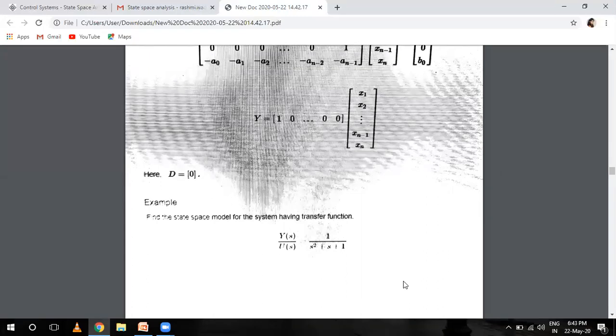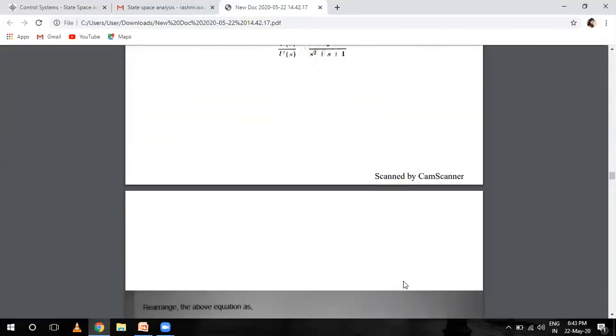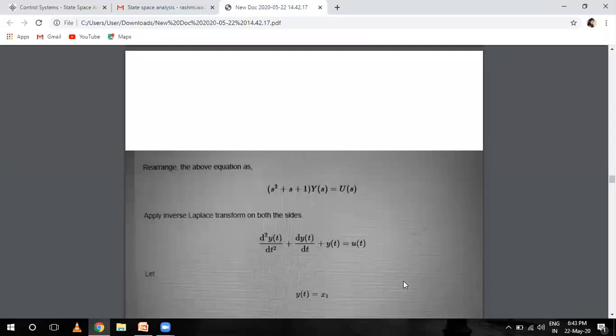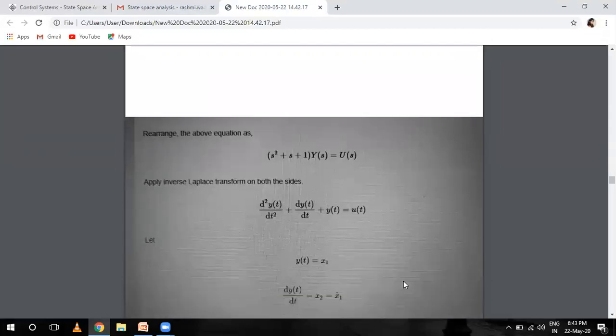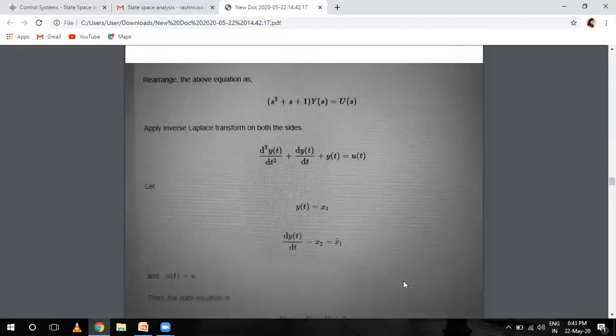So let us consider a question for this state space model, for the system having a transfer function Y(s) upon U(s) is equal to 1 upon s square plus s plus 1. When we do the cross multiplication, Y(s) into s square plus s plus 1 is equal to U(s). Apply the Laplace transform. When we take the inverse Laplace transform of s square into Y(s), we get d square y(t) by dt square plus dy(t) by dt plus y(t) is equal to u(t).